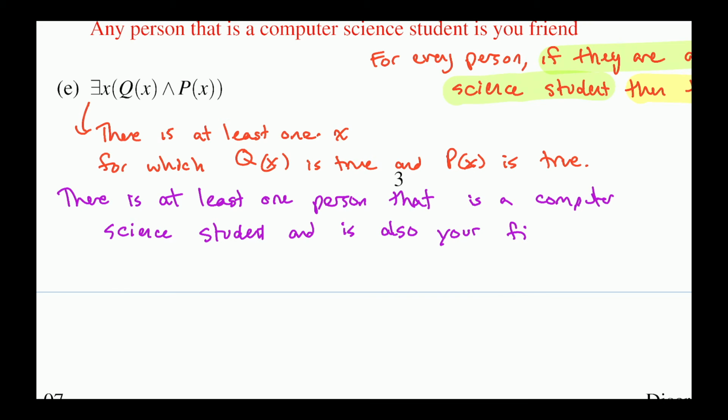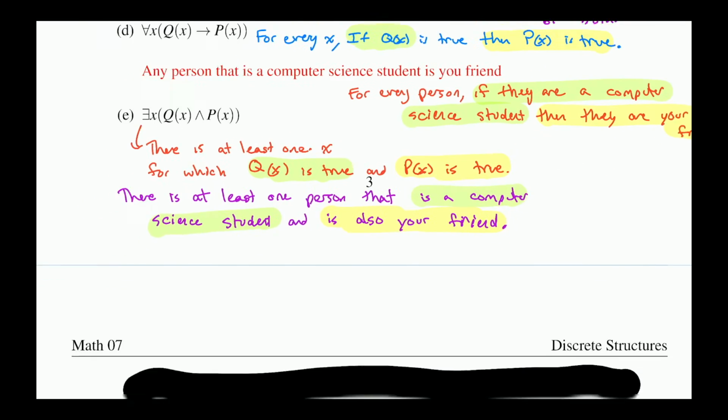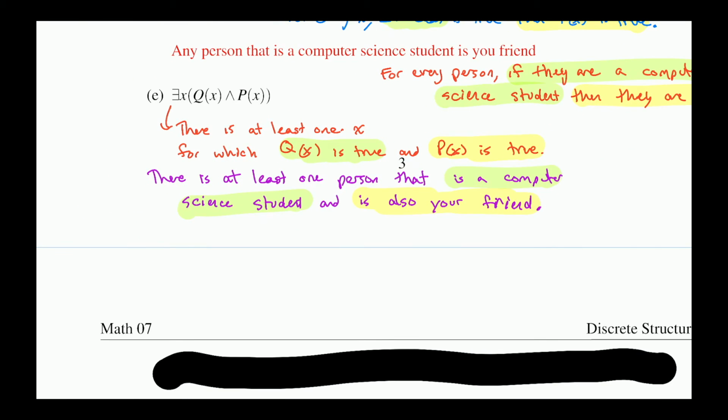your friend. Now, the word also is not part of the statement, but it's just how to say it in English, right? So P of X is true: is your friend. Q of X is true: is a computer science student. And also is just a better way to write it. So that's my answer.